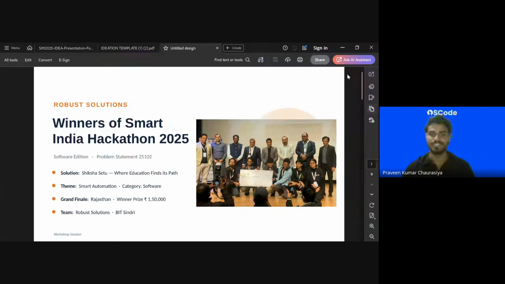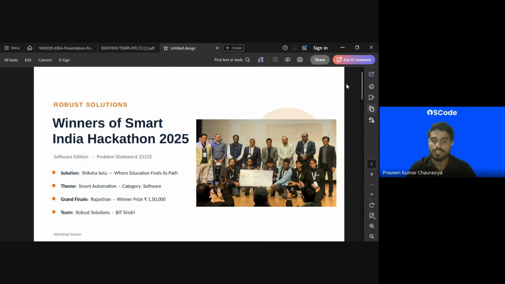I would like to thank the organizers of this event, the OSCode community, for organizing this interactive session. This is Praveen Charasia with our team Robust Solution. Here are our members: Dibya Raj Singh, Prince Kumar, Akash Burma, Neeraj Prajapati. Unfortunately, one of our team members, Rimisha, is not present here. We are all from BIT Sindri, Dhanbad, Jharkhand.